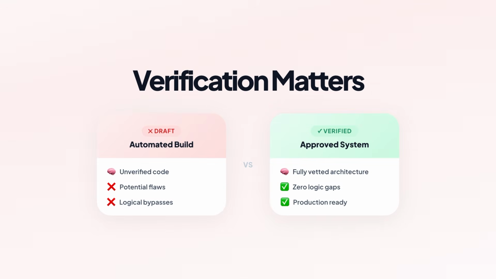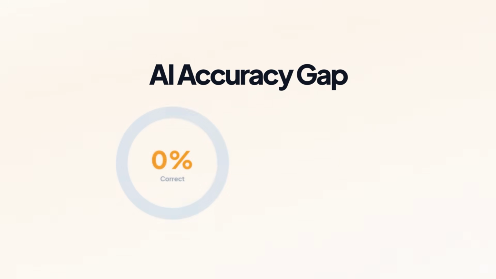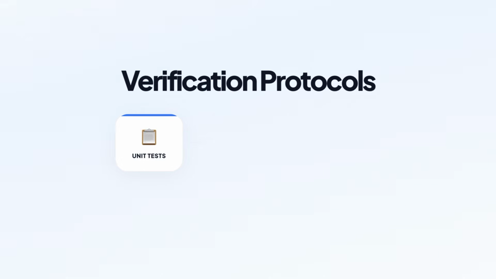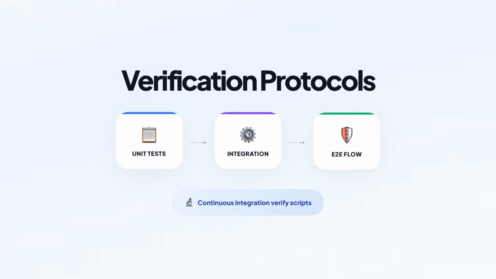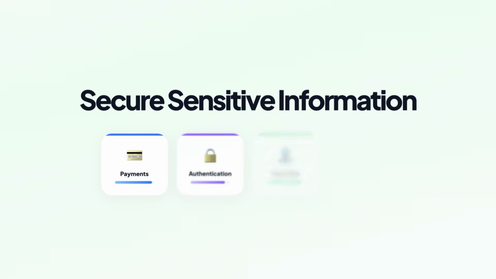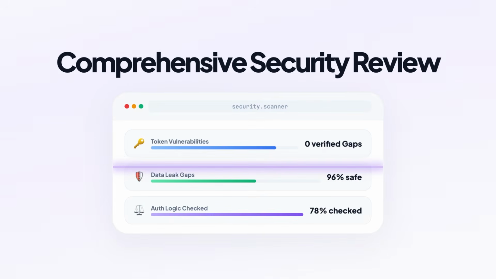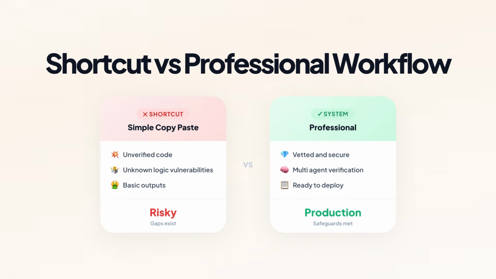That last part matters because Gemini 3.7 Flash being good at coding does not mean every line of generated code is automatically correct. You need verification. You need testing. And if you are building something that handles sensitive information, payments, authentication, or personal data, you need appropriate security review before handing it to a client. That is the difference between using AI as a shortcut and using AI as part of a professional workflow.